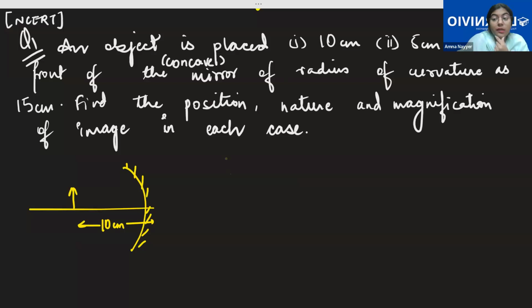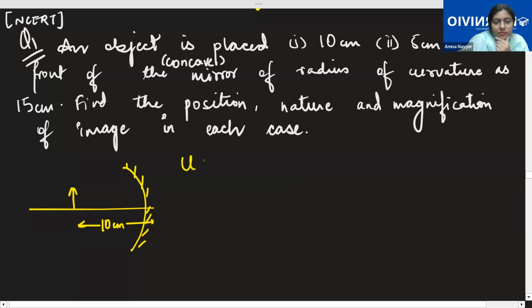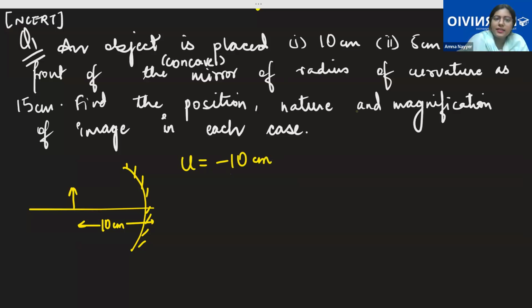So what is this 10 centimeter? R, F, what? Tell me. U. Very good. And it will be positive or negative? Negative. Very good. So this is minus 10 centimeter. This is in front of a concave mirror of radius of curvature R, which is given to us as 15 centimeter.